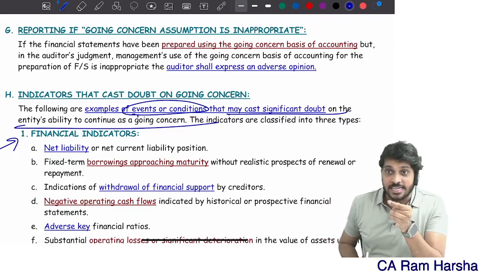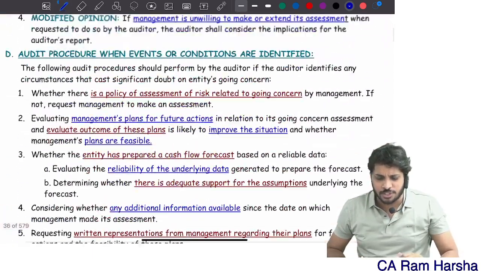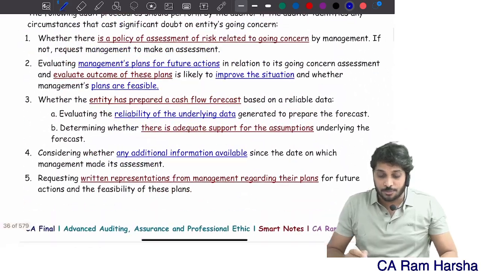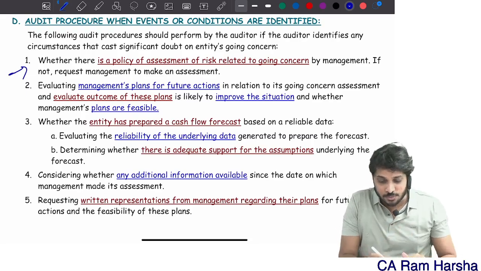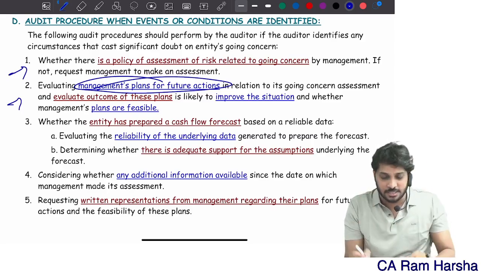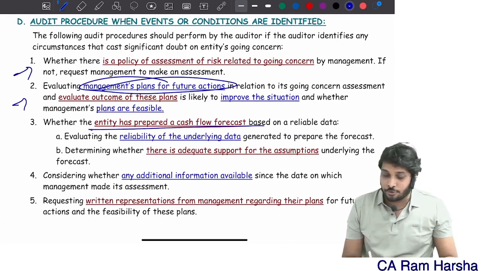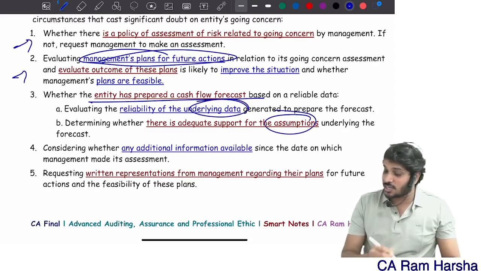If you find an indicator, you need to do further audit procedures. What further audit procedures should you do? First of all, check whether the company has a policy of going concern assessment. What are the management's plans for future actions to deal with these events? Whether the entity prepared a cash flow forecast. If so, what data are they using? Whether the assumptions are reasonable or not?